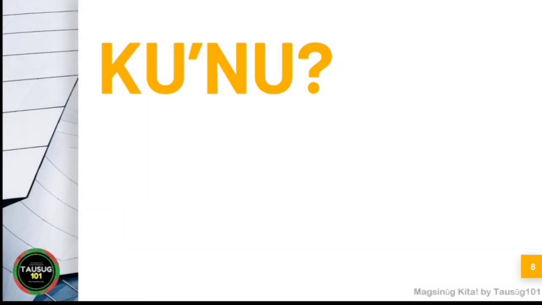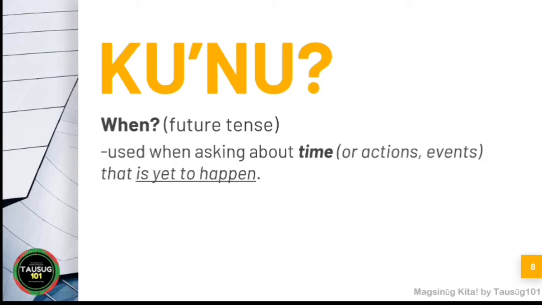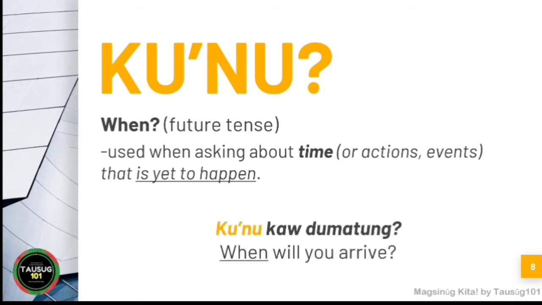Kuno. Kuno is also the English word when, but now used in the future tense. We use this question word when asking about time or actions, events that are yet to happen. Example, kuno kau dumatung. Kuno kau dumatung. When will you arrive?